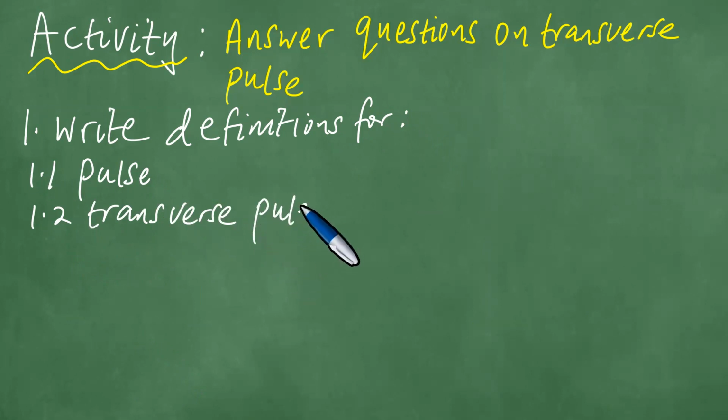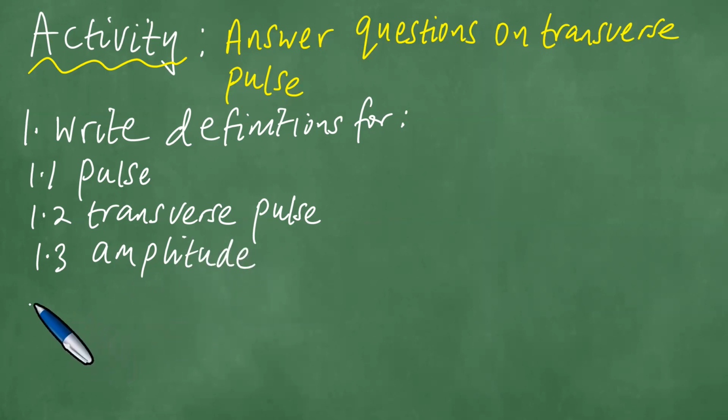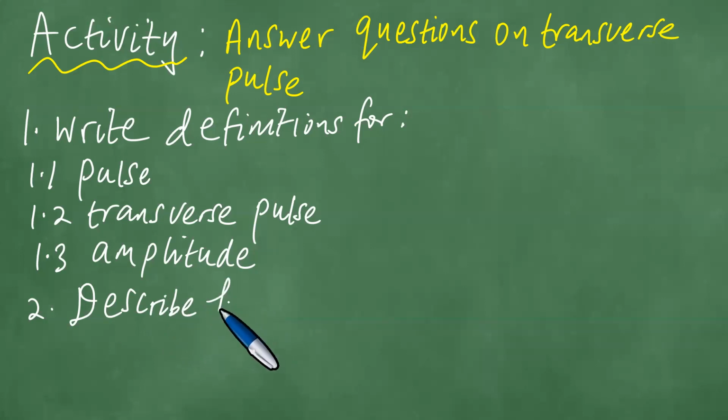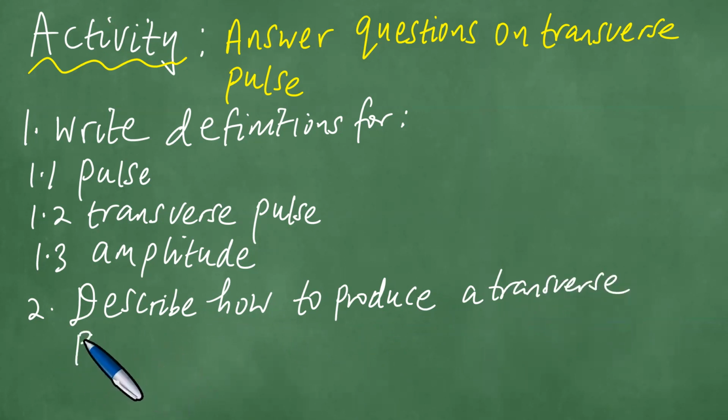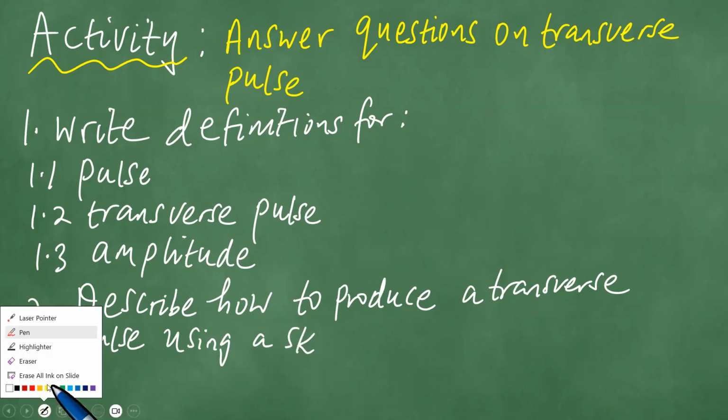Transverse pulse. 1.3 amplitude. Right, amplitude. Two, describe how to produce a transverse pulse using a slinky. Right, using a slinky. We're going to do this activity together now.